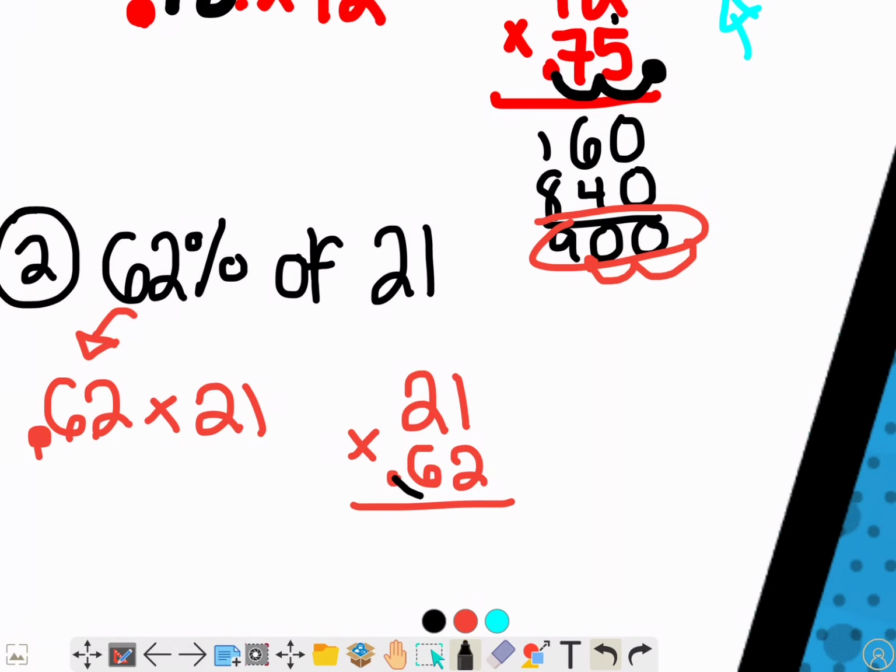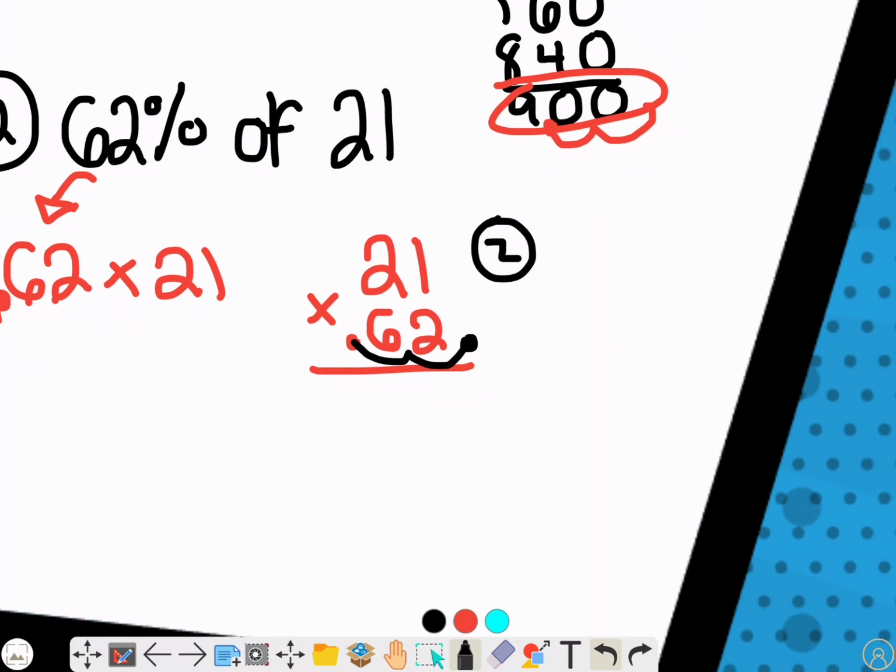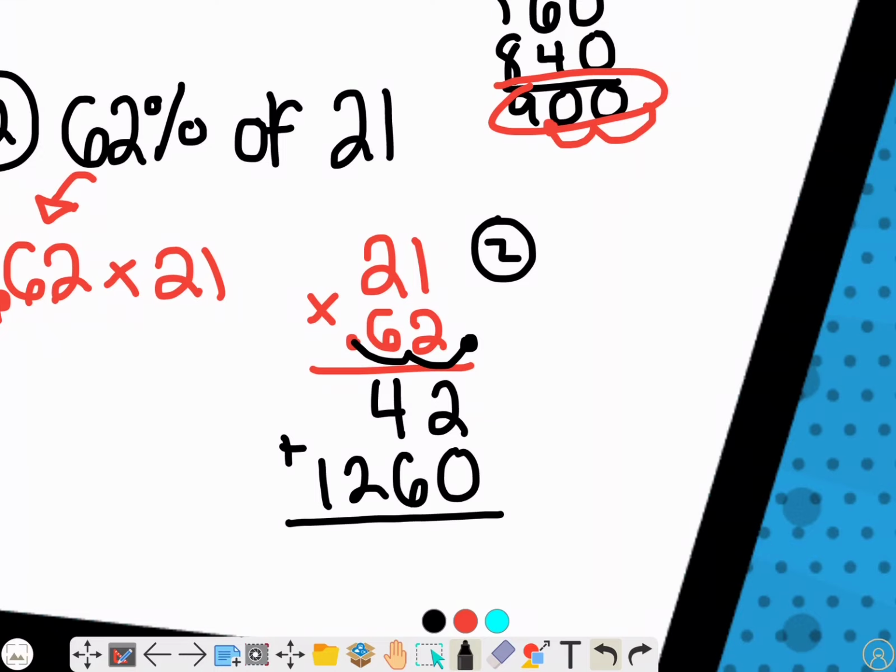Remember, I need to jump my decimal out of the way, and I count my jumps. Took 2 jumps. It's usually always going to take 2 jumps, by the way. And then it becomes a multiplication problem. 2 times 1 is 2. 2 times 2 is 4. Skip a line and put a 0. 6 times 1 is 6. 6 times 2 is 12. I add up my numbers.